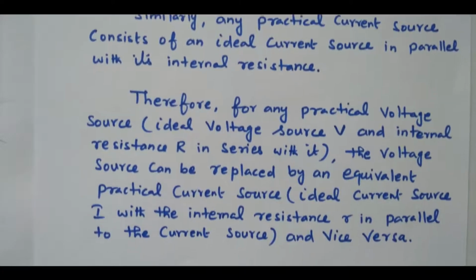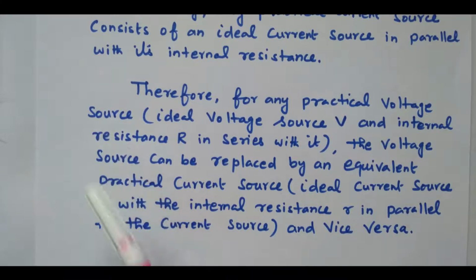So based on this, any practical voltage source, that is ideal source V and internal resistance R, can be replaced by an equivalent practical current source. What is a practical current source? Ideal source with internal resistance in parallel. So voltage source in series with the internal resistance can be converted into current source in parallel with the internal resistance, and vice versa is possible, right? So we need to remember that the internal resistor is connected in series with the voltage source and in parallel with the current source. Based on that, we can go for the transformation.